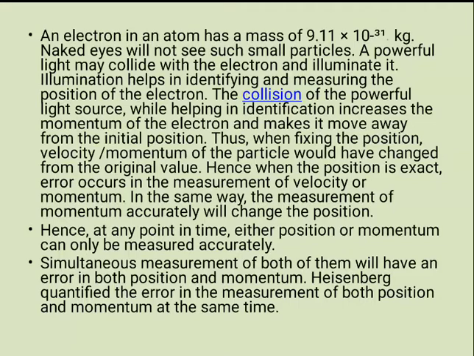Thus, when fixing the position, the velocity or the momentum of the particle would have changed from the original value. Hence, when the position is exact, errors occur in the measurement of velocity or momentum. In the same way, measuring momentum accurately will change the position. Hence, at any point in time, either position or momentum can only be measured accurately, and simultaneous measurement of both of them will have an error in both position and momentum.